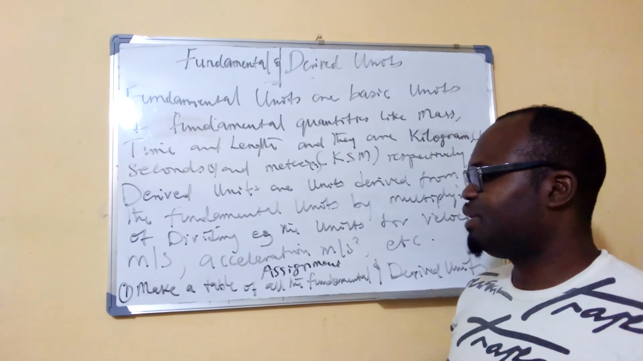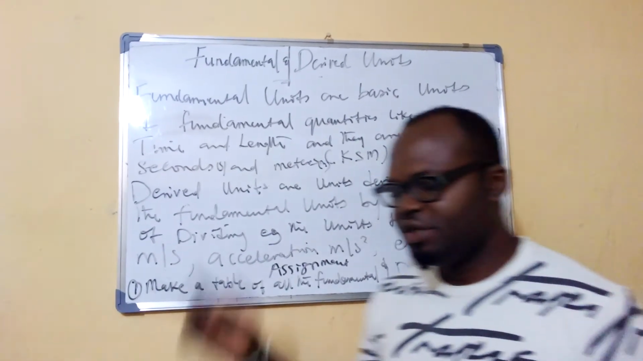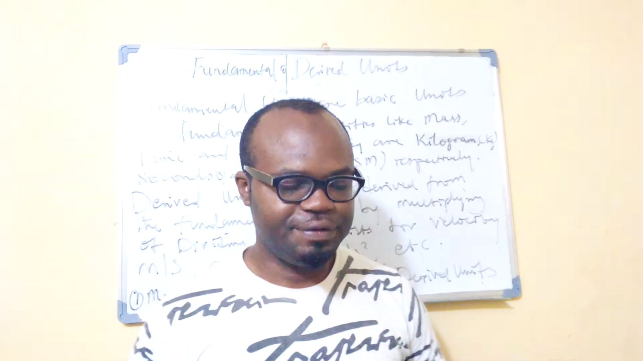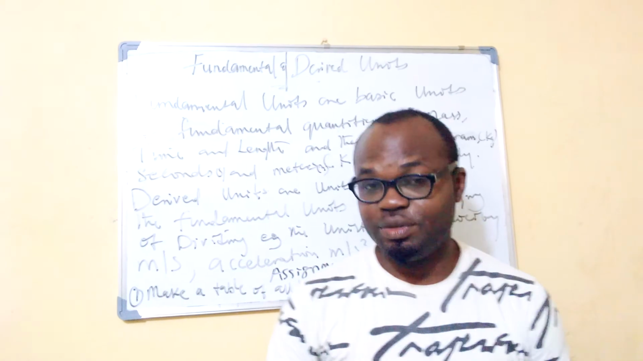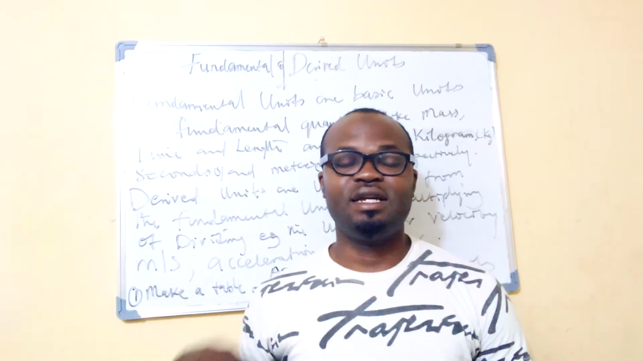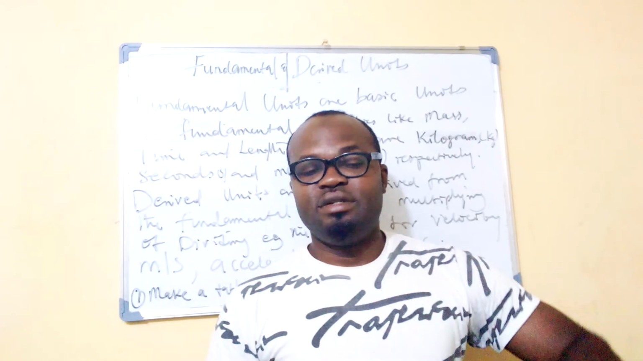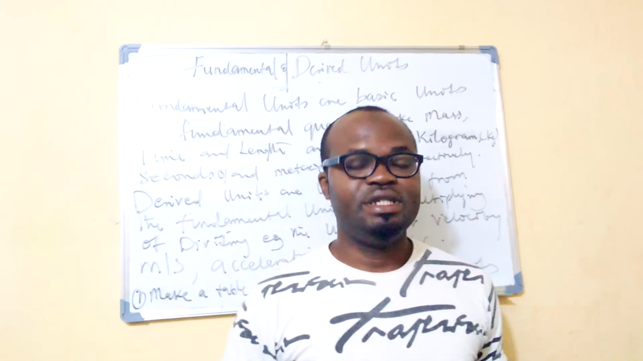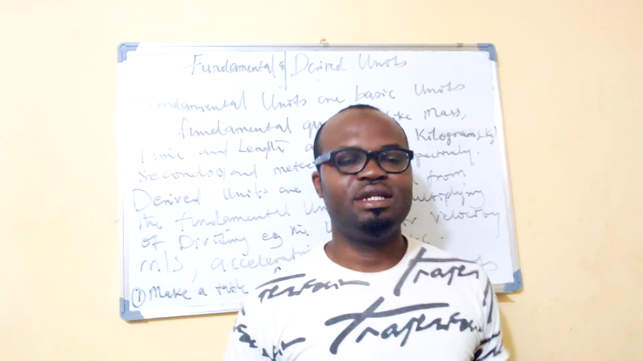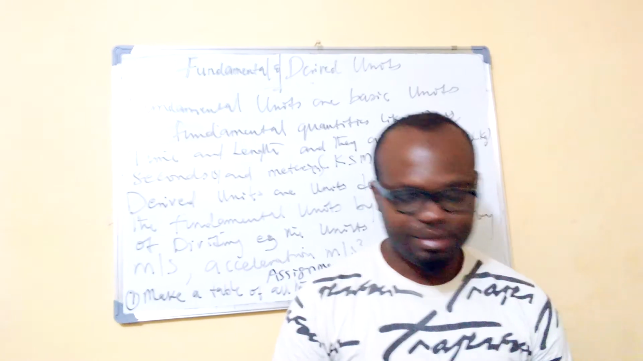As an assignment, I expect you to make a table of all the fundamental and derived units. Do this assignment and drop it in the comment section of this video, so that I will know. Check your textbooks. You're going to see a whole list of fundamental units. There are other ones like Kelvin for temperature and the rest of them. Then under derived units, there are units like watts for power, Newton per meter squared, and the rest of them. So make this table and submit it as an assignment.